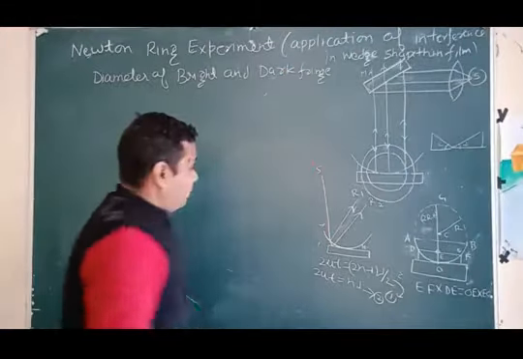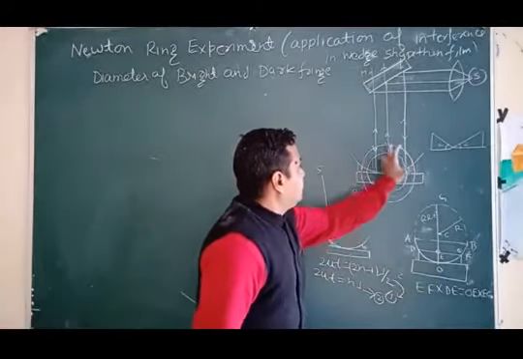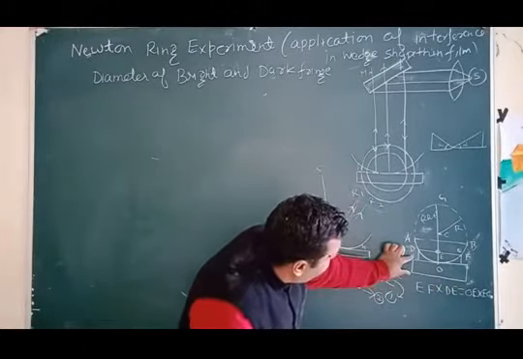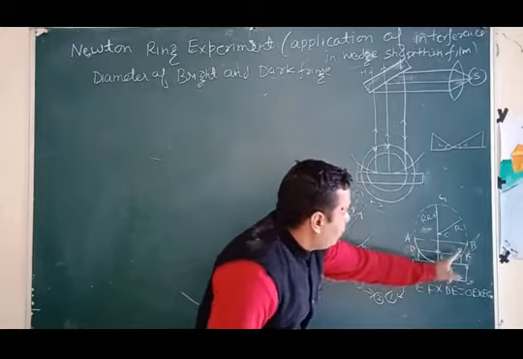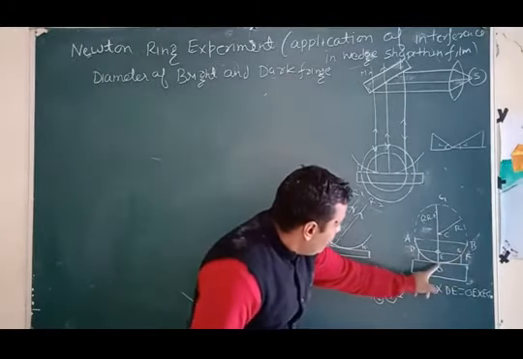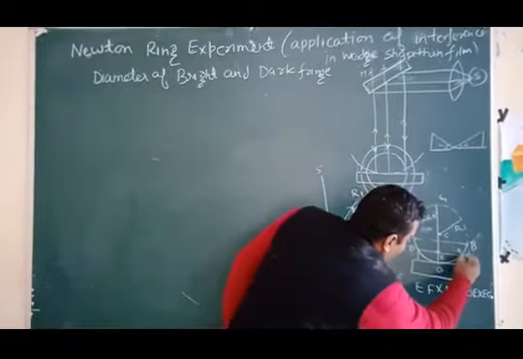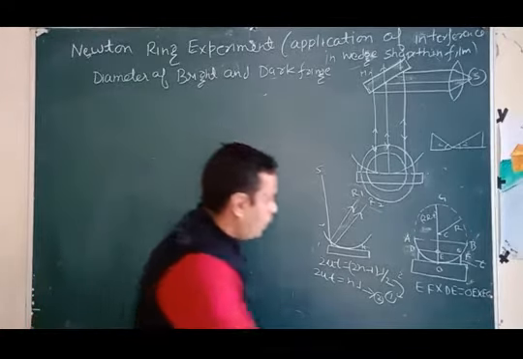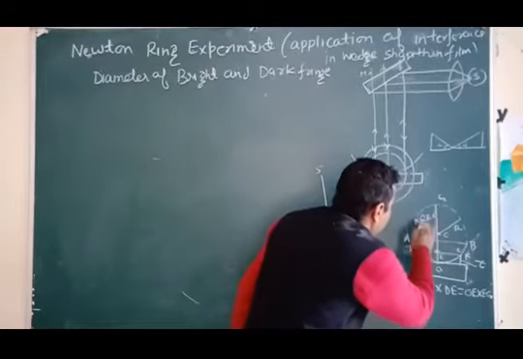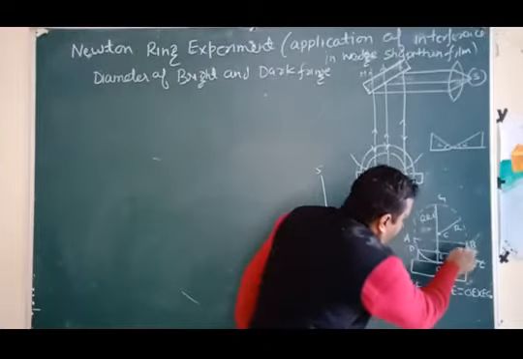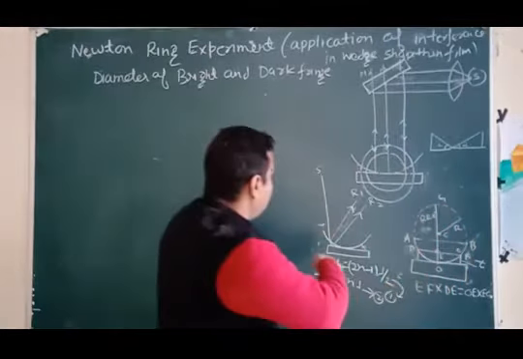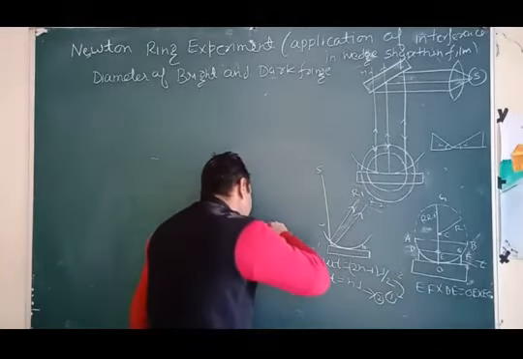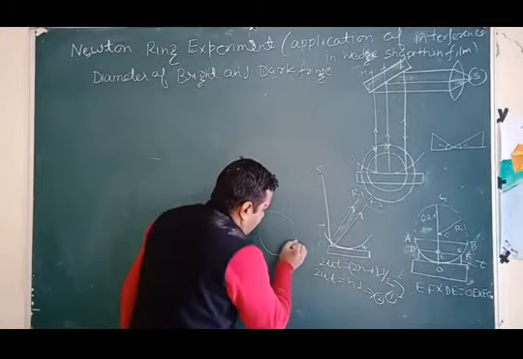Diameter in this: suppose this is the ring we have taken here. Suppose this is the plane glass and this is a plano convex lens here, and suppose we are taking the ring with thickness T. Now what we do is take it in the form of a circle, meaning we can extend the plano convex lens and make it a circle.